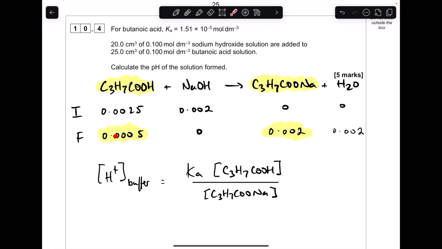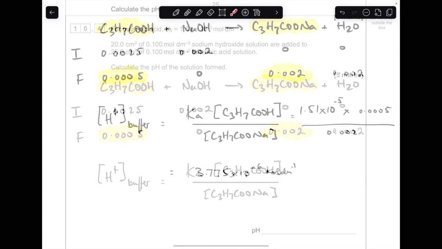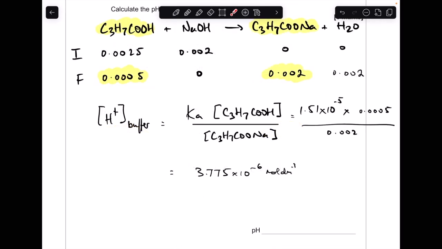So you can see in this row here we've got the moles of the acid and we've got the moles of the salt. So these aren't concentrations, but everything's in the same volume, they're all in 45 centimetres cubed, so we can just use these mole values. So that's given us an H+ concentration of 3.775 times 10 to the minus 6 moles per decimetre cubed. All we need to do now is minus log that to get the pH, which comes out at 5.42.